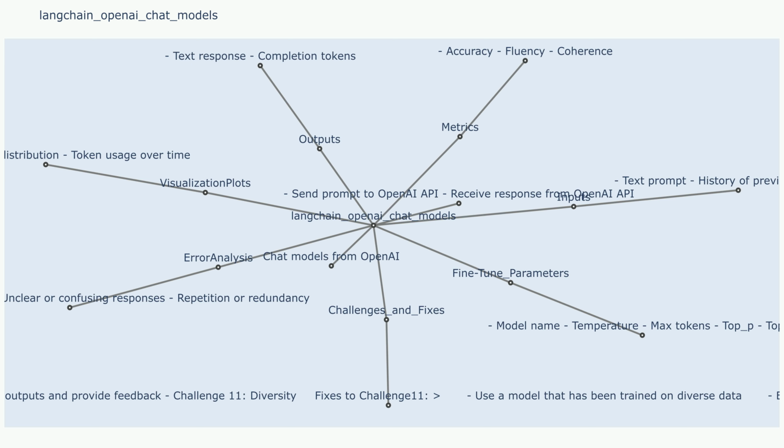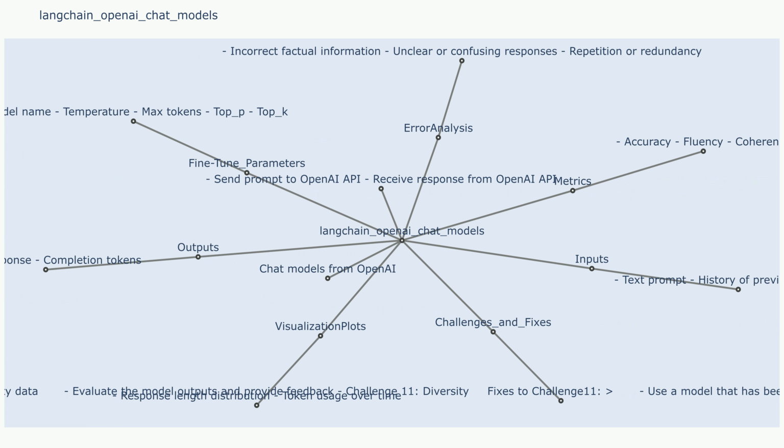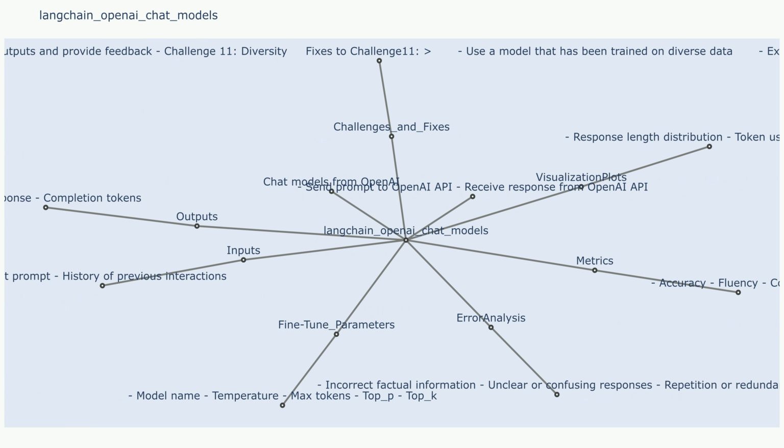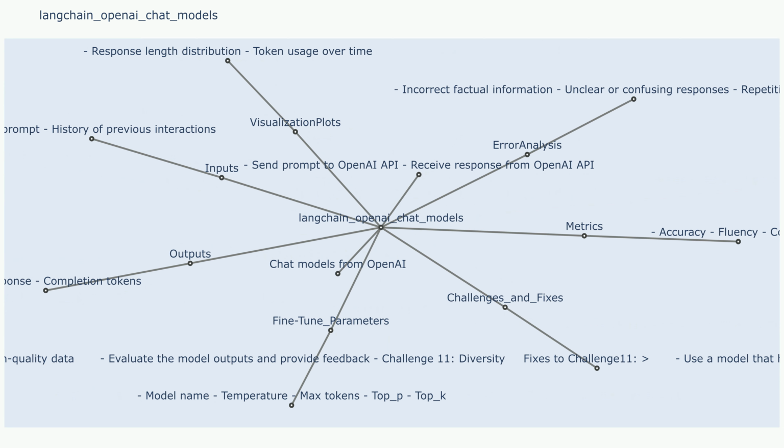LangChain OpenAI chat models. Explain in detail. LangChain OpenAI chat models are a powerful way to integrate OpenAI's large language models (LLMs) into your applications. They offer a flexible and user-friendly interface for interacting with these models, allowing you to perform various tasks like text generation, translation, summarization, and more. These models are built upon the OpenAI API and are accessed through the LangChain framework.